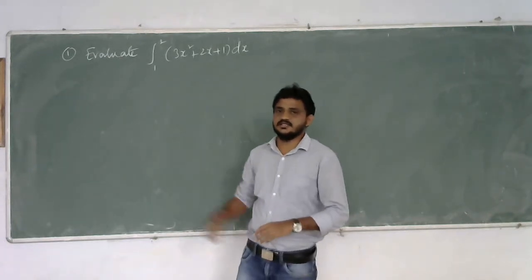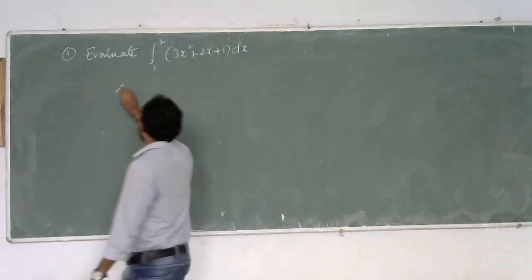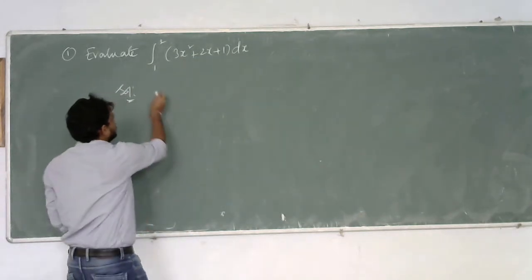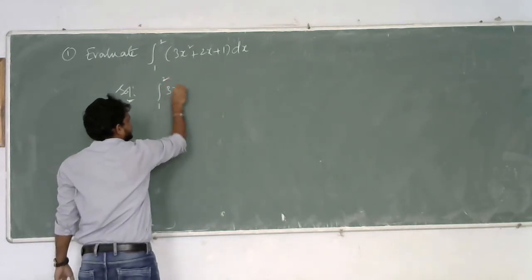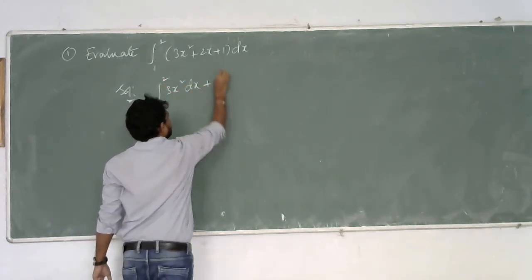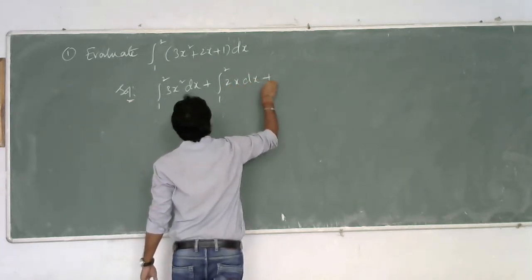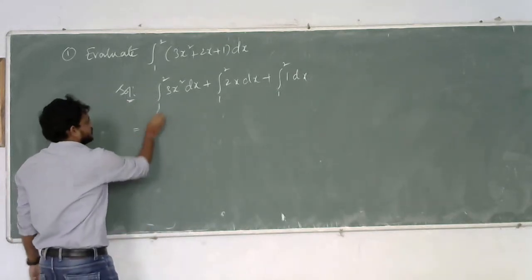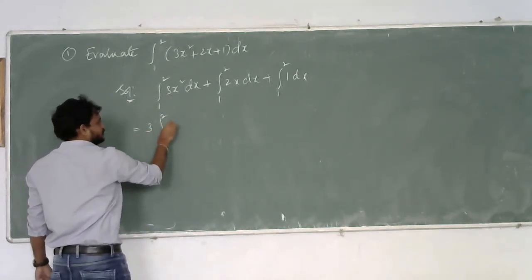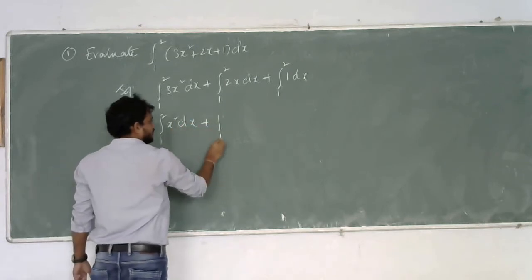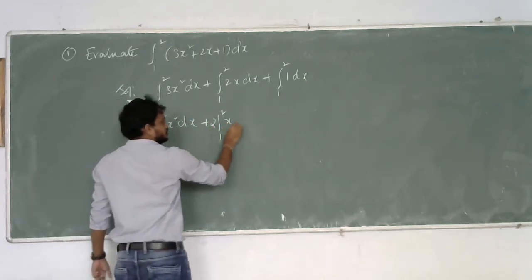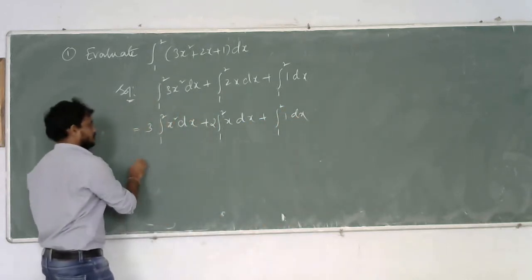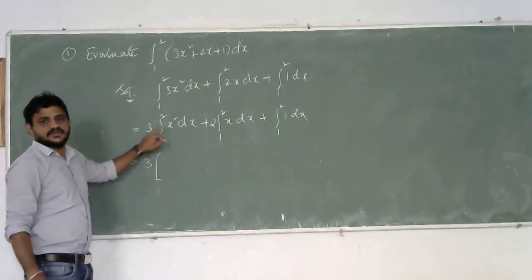So first let us see how to solve this. Here we have three terms, so let us make it separate. First integral 1 to 2 of 3x square into dx plus integral 1 to 2 of 2x into dx plus integral 1 to 2 of 1 into dx. Here 3 is a constant, right, outside: integral 1 to 2 of x square into dx, plus integral 1 to 2, here 2 is a constant also, of x into dx, plus integral 1 to 2 of 1 into dx.